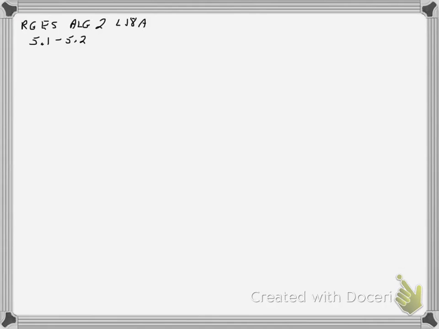This is Lesson 18A. We're starting a new unit called Variation and Dependence. And if you grab your book and look on page 118, we are going to cover several of these objectives in this first lesson.